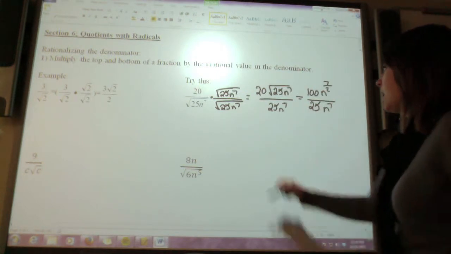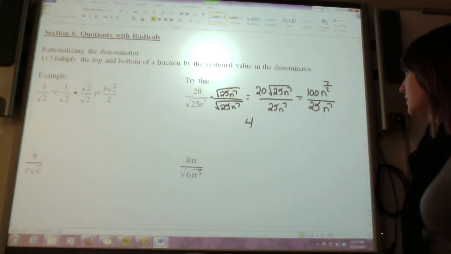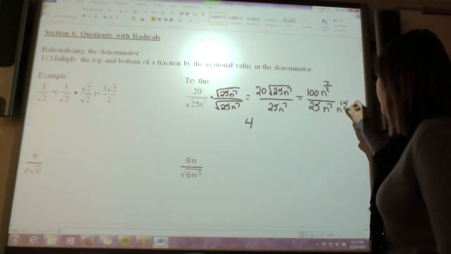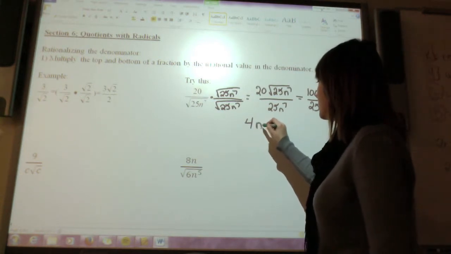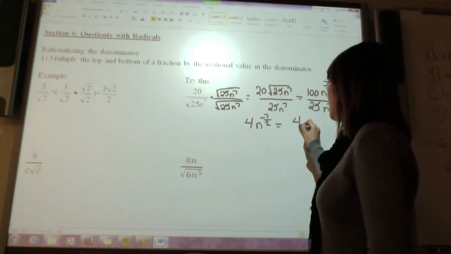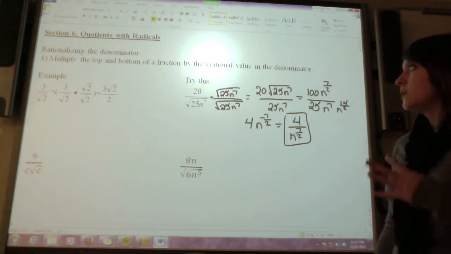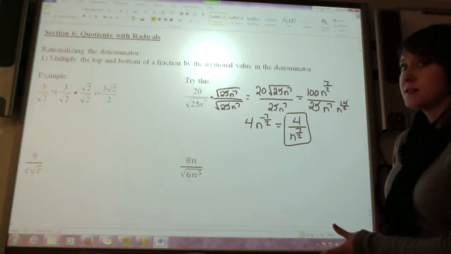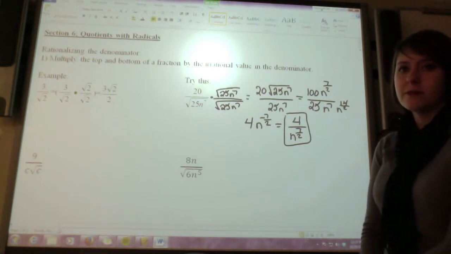Okay, now I can simplify it even more. So 100 over 25 gives me 4. N to the 7 halves divided by n to the 7th, well, this is the same thing as n to the 14 halves. If I divide those, that means I subtract. So this would be the same thing as negative 7 halves, which I know is just 4 over n to the 7 halves. Okay, because we don't like negative exponents in our answer. If you have a negative exponent, you want to make sure that you change that into a positive before you submit your answer.